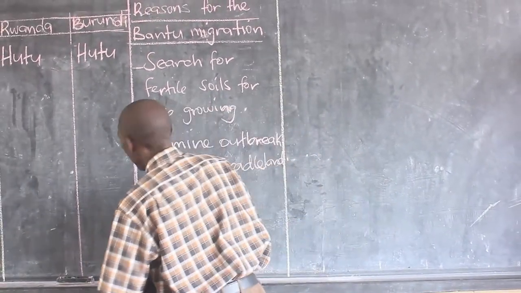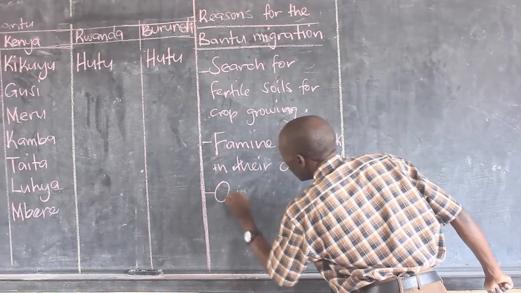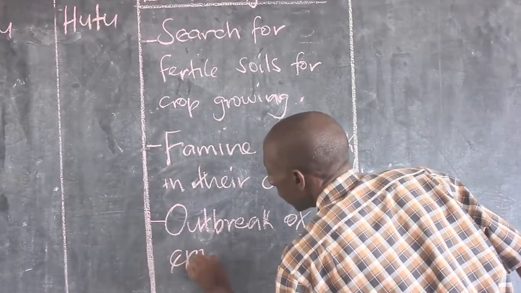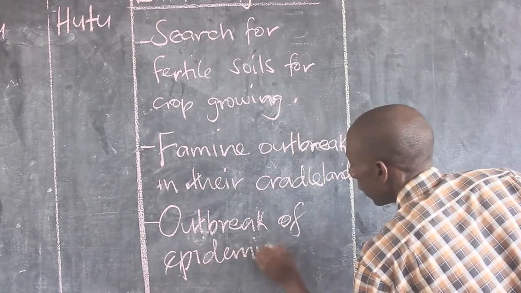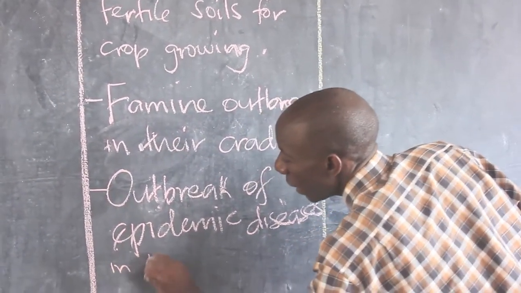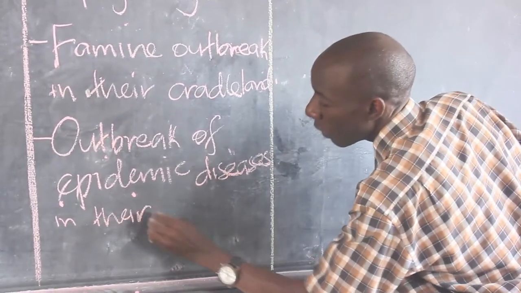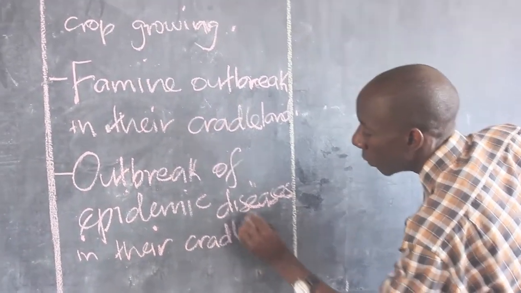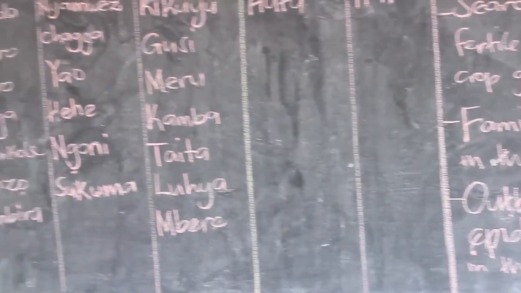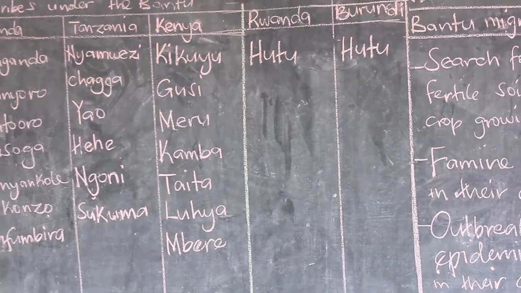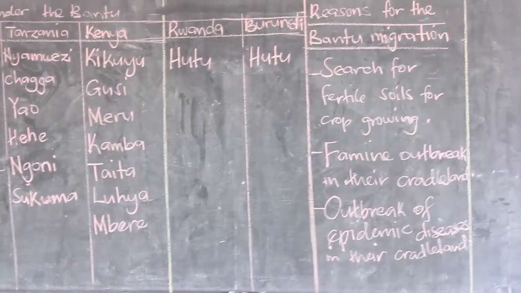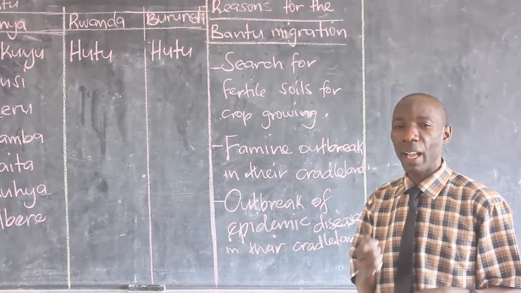Also, they had outbreak of epidemic diseases in their homeland, or cradle land. These Bantu in their homeland were attacked by epidemic diseases. That's why some families had to run away from Cameroon Highlands into East Africa in order to escape from such epidemics.